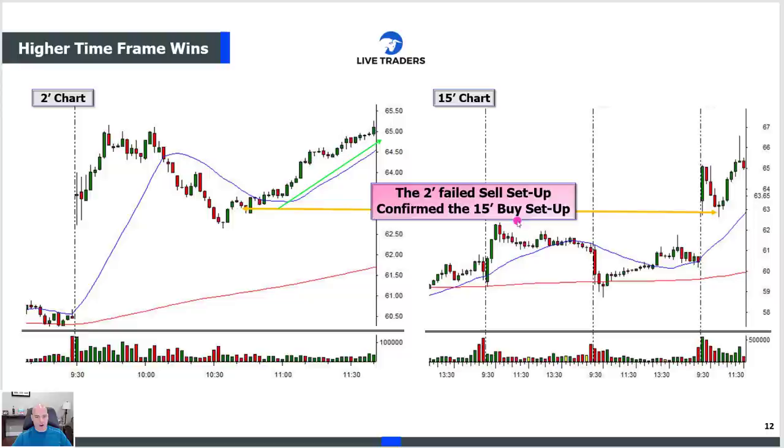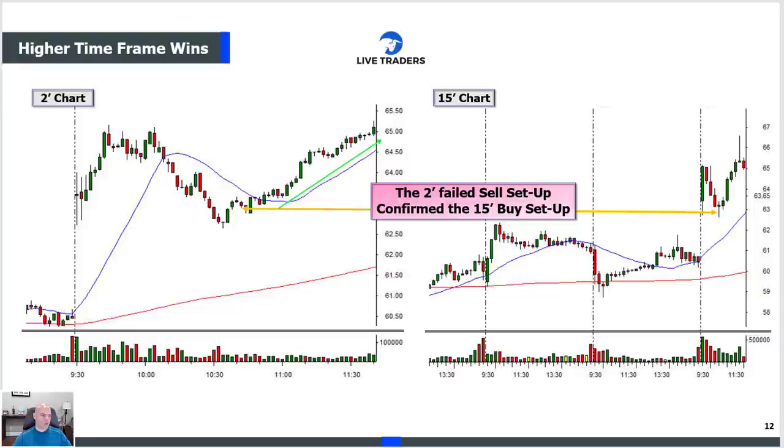So don't be lazy. Be smart. Remember, this is a business. Take it seriously. Treat it like one, and don't be lazy about it. So in this case, we have a failed sell setup on a 2 minute, which is confirming the 15 minute buy setup, making this buy setup even more potent, okay? And that's how it happens.